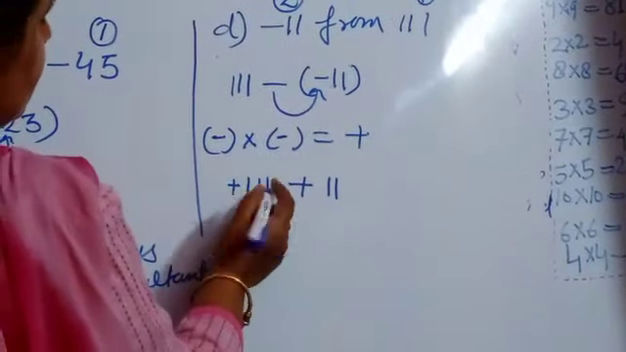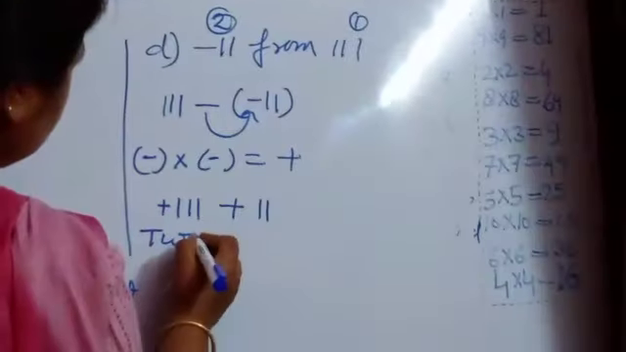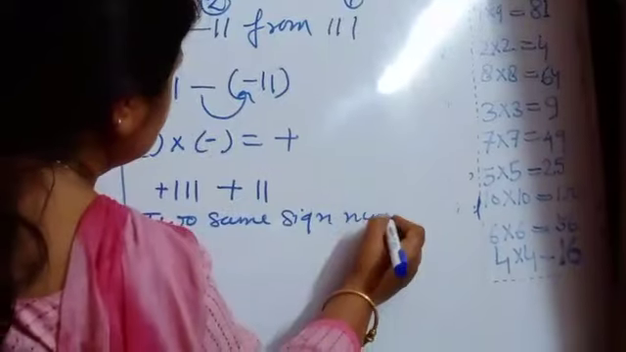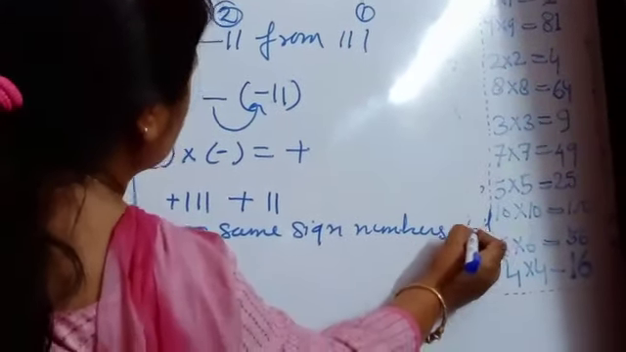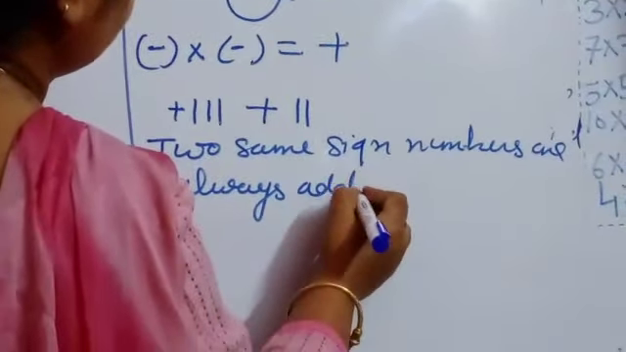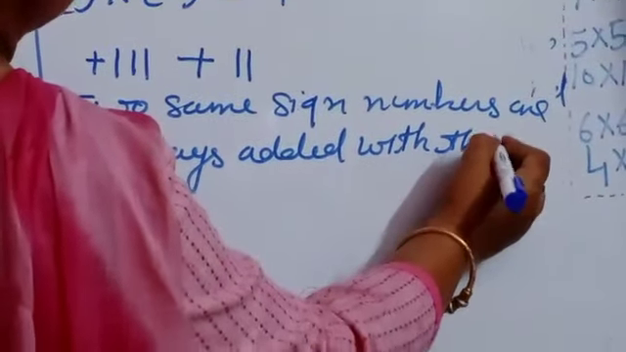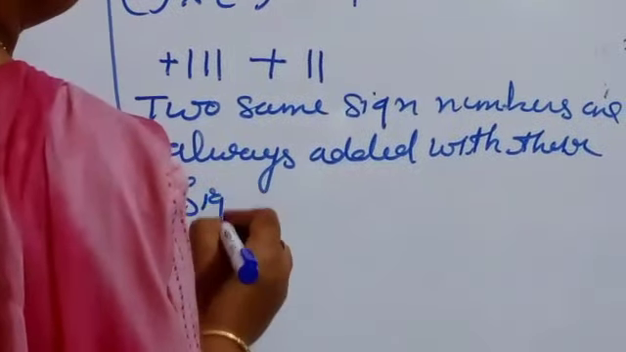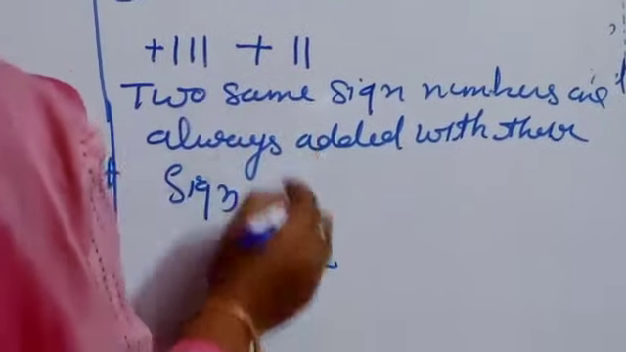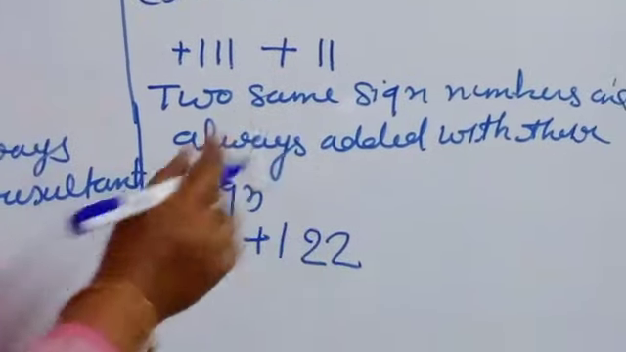Now this is simple. Here also two same sign numbers. Two same sign numbers are always added with their sign. See that now 1 plus 1, 2, 1 plus 1, 2, 122, and both the numbers having a plus sign, so this will be your answer.